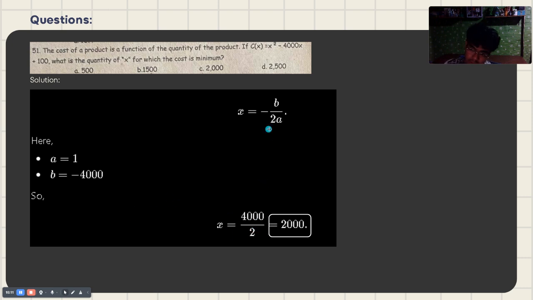So negative 4,000 with the negative sign will be positive. So x is equal to 4,000 divided by 2. So the answer is 2,000, which is letter C. That is our x, the quantity for the minimum cost, which is letter C. Very simple.